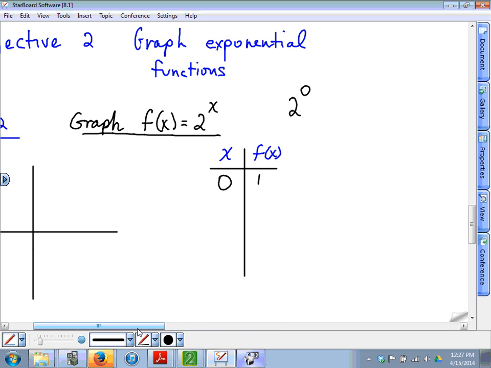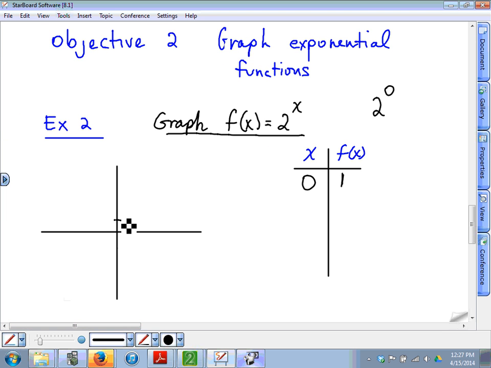That's something completely different. Anyway, we all agree now that 2 to the 0 power equals 1. That's our first point on the graph: (0, 1). Let's speed this up a little bit. What about 2 to the first? Well, you plug it in. 2 to the first power is 2. So (1, 2) is on the graph.